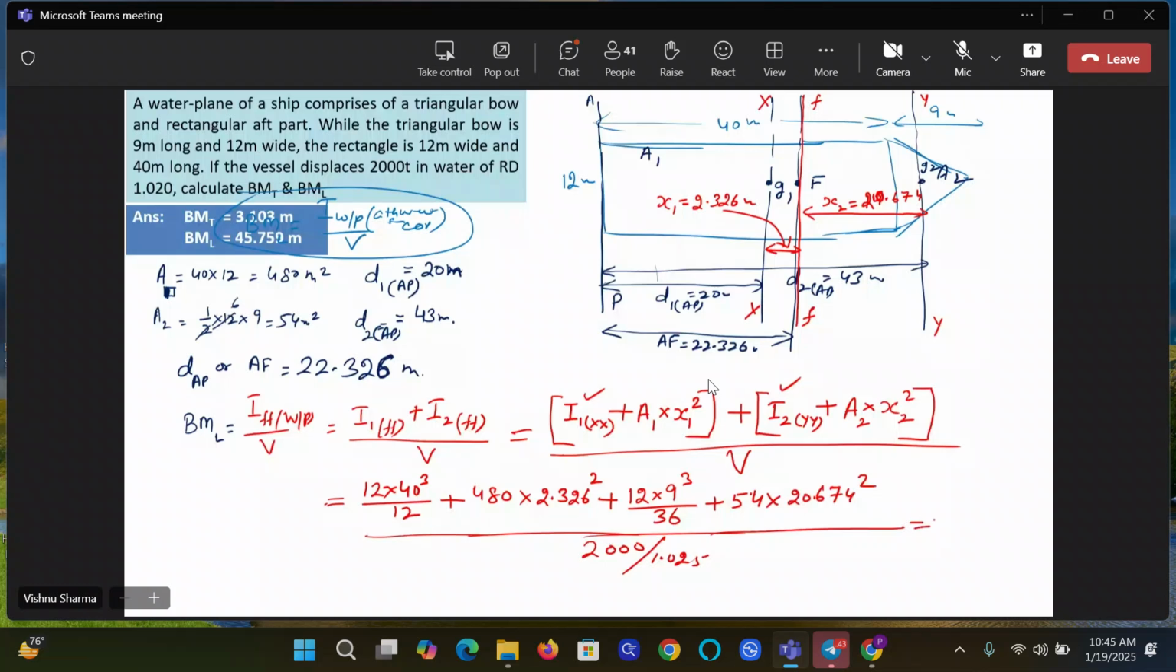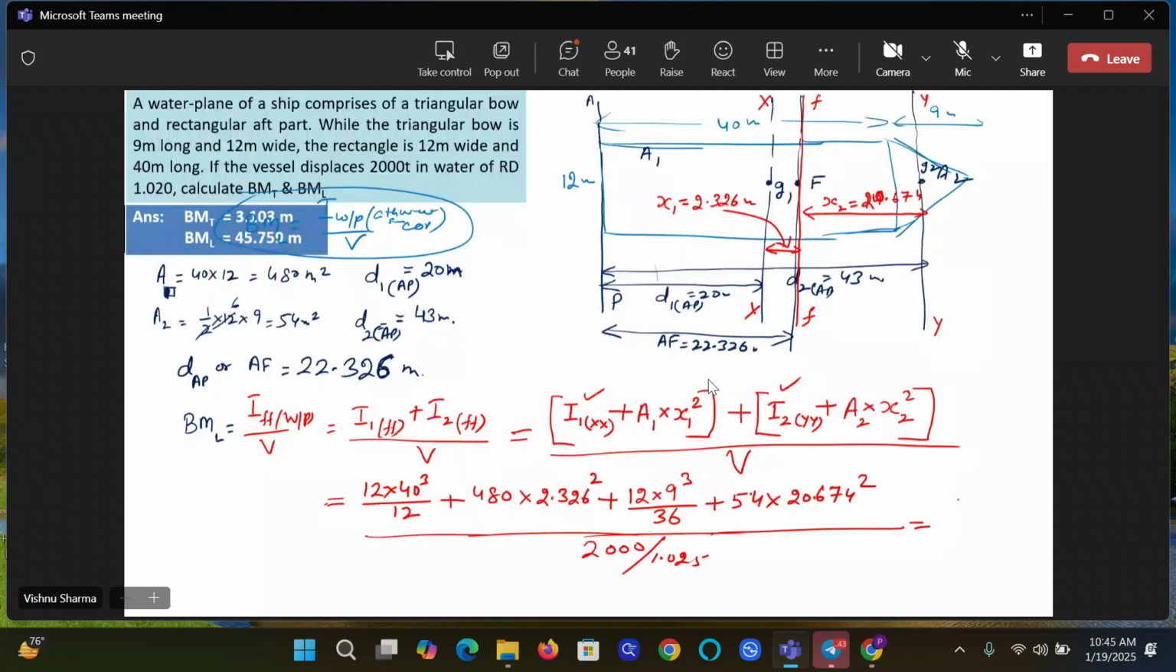And the denominator will be 2000 divided by 1.025. And when you solve this, you will get an answer of 45.759 meters. Please complete this and let me know if you have any doubts.